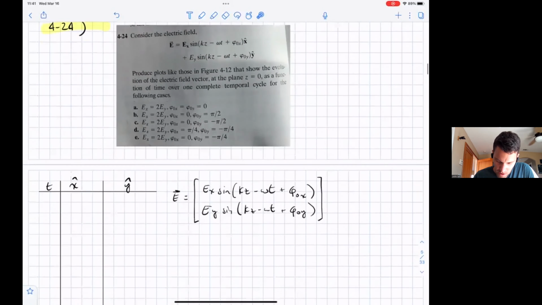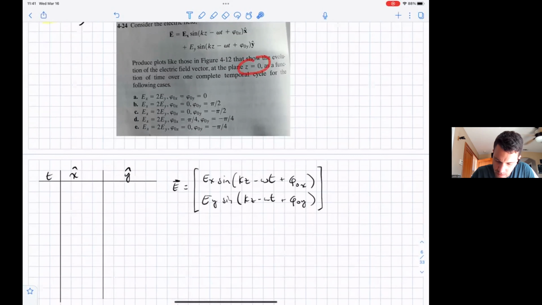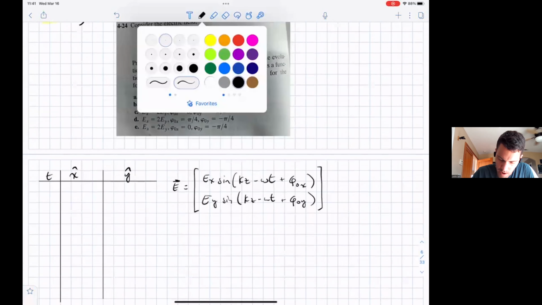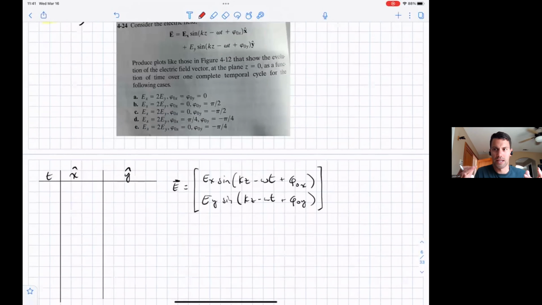I want to point something out here: the first thing they give us is at the plane Z equals 0, all right? So this is a spatial thing. They're basically saying that the electric field is oriented in such a way that none of it is in the Z direction. Cool. That's nice because I can take this term here and kill it down to 0. Nice, makes it easier for us.